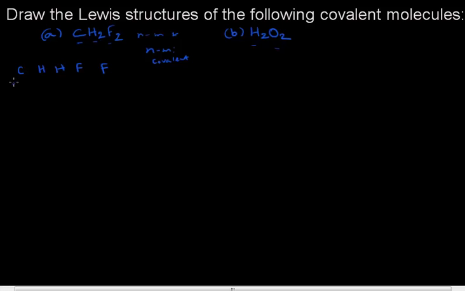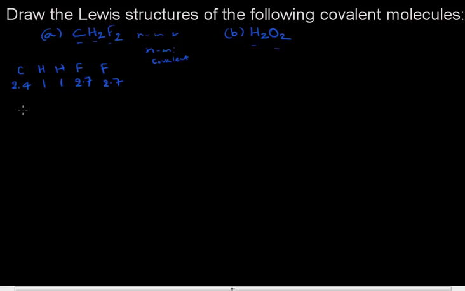So the electron configuration of carbon is 2 and 4. Hydrogen is 1, the other hydrogen is also 1. Fluorine has 9 electrons, so the electron configuration is 2 and 7. This fluorine would be 2 and 7.